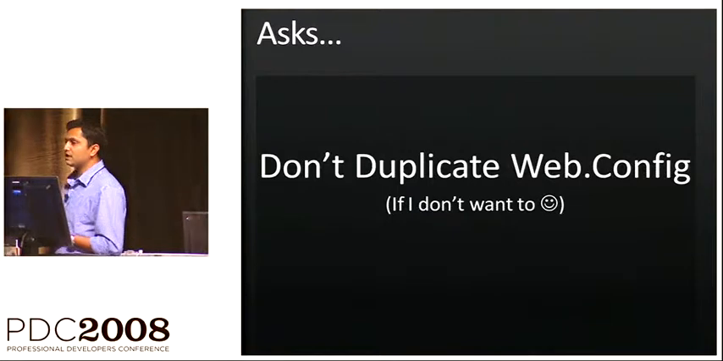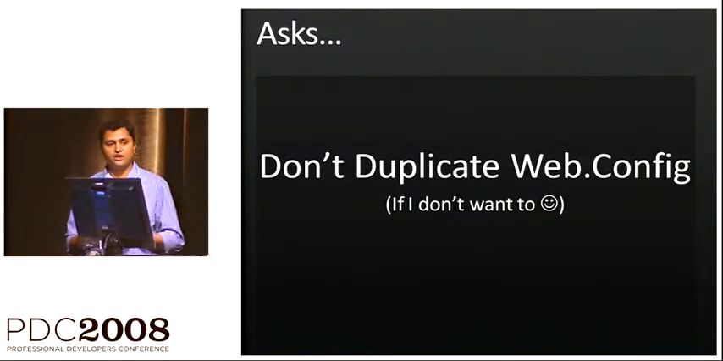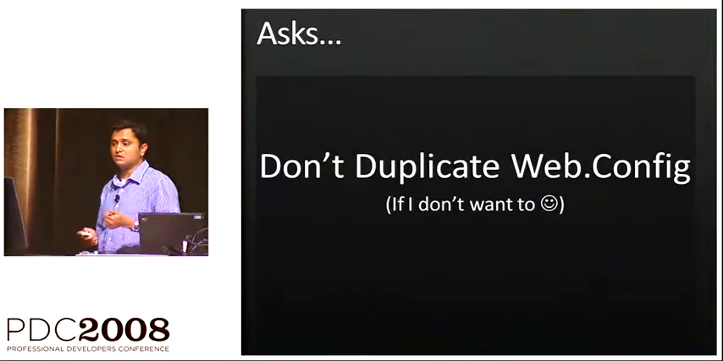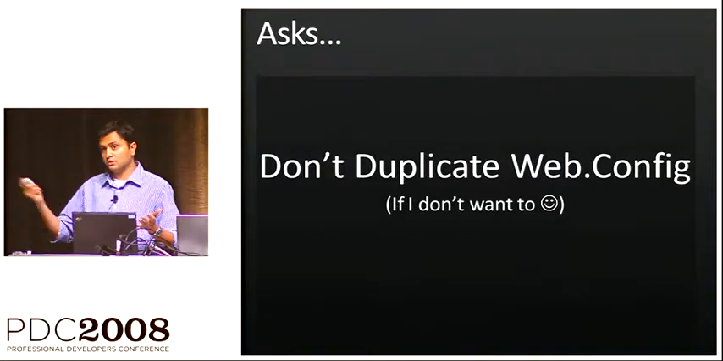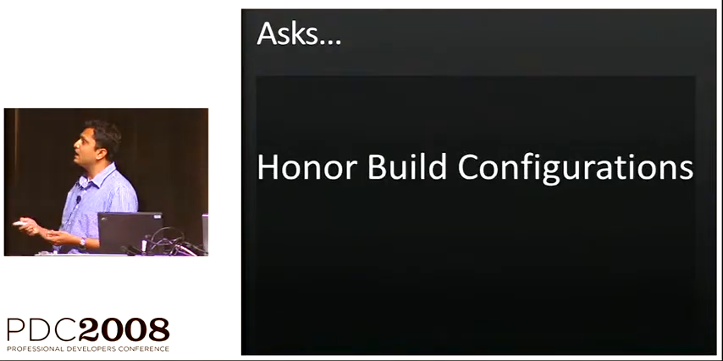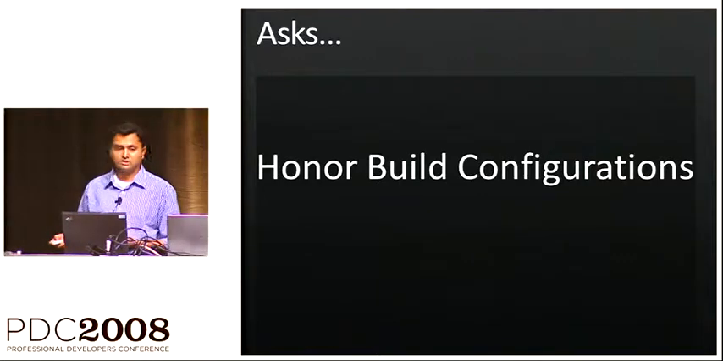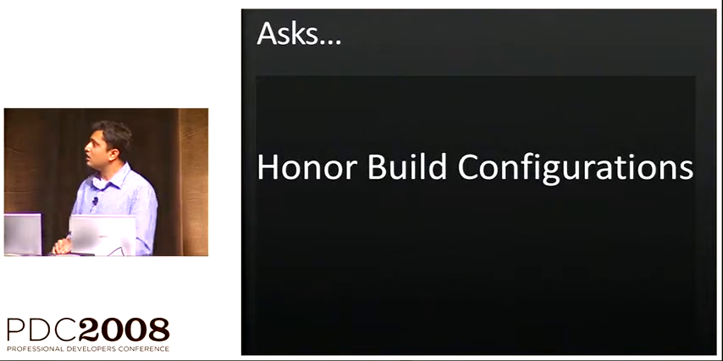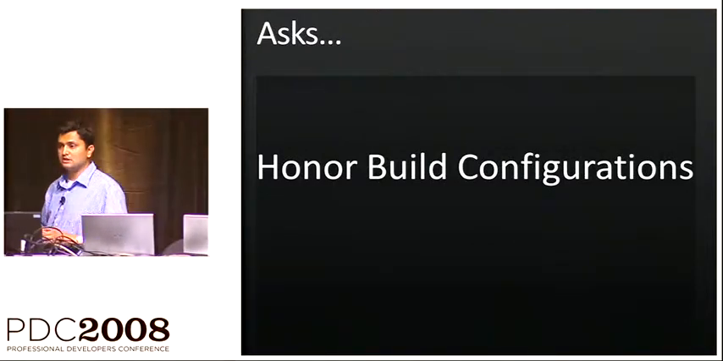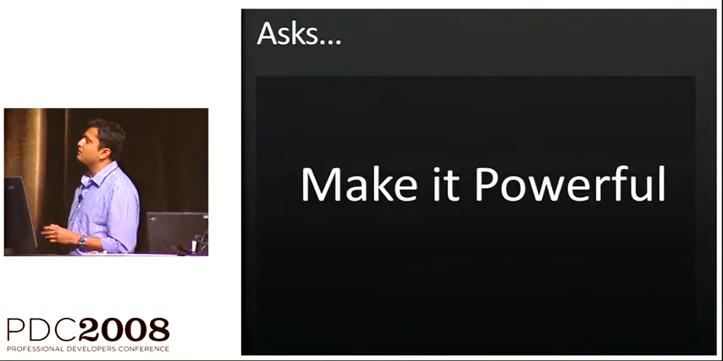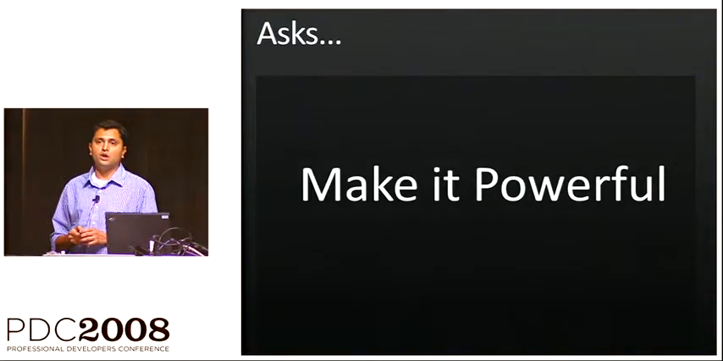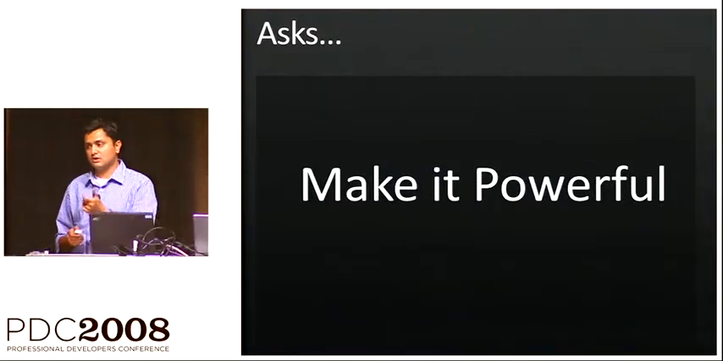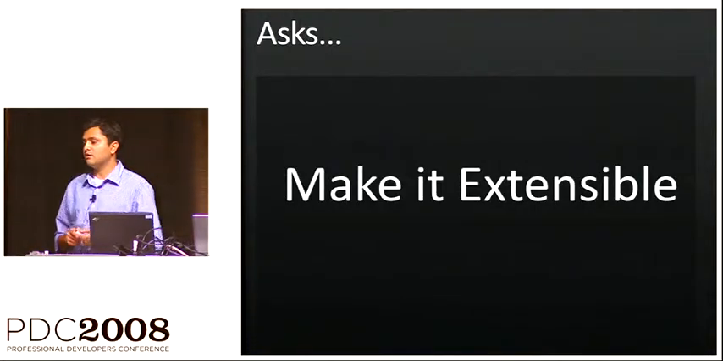We were told don't duplicate the web config if I don't want to. Meaning if I have this huge web config and I change it in one place, I have to change it in 15 places. Not good, but if you do want to replicate it, then of course you will be allowed to. We'll see that also. Honor build configurations, like debug, release, and stuff like that. Make it powerful, which means that we would want to do complicated things like XPath, change the smallest attribute possible. So that's making it powerful.